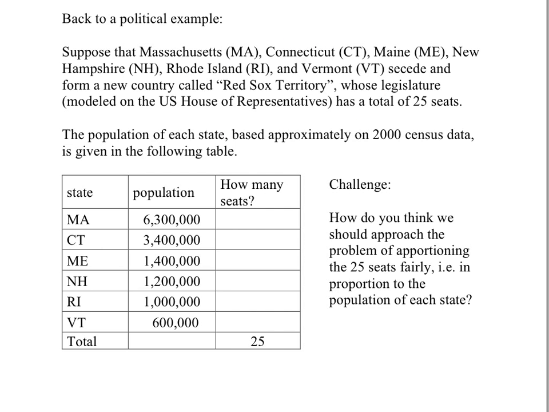Now, the population of each state, based approximately on actual census data from the year 2000, is given in this table. So we're given the number of seats, and we're given the population of each state. And so now our problem is, how exactly are we going to give out a whole number of seats to each state so that the total number of seats given out adds up to exactly 25.